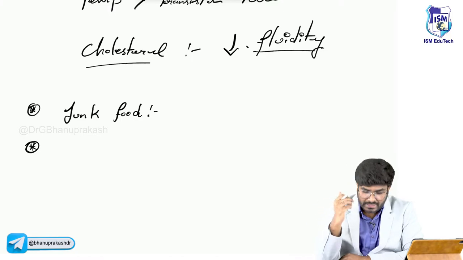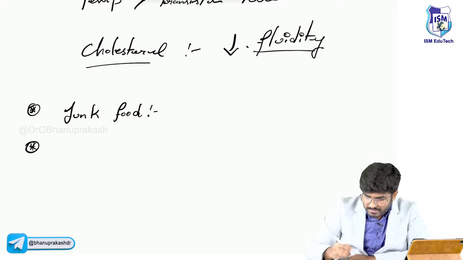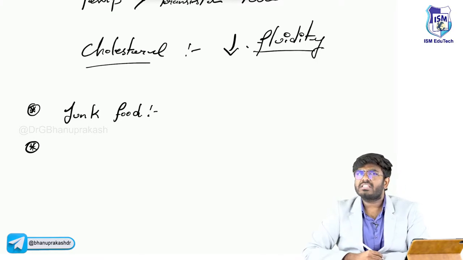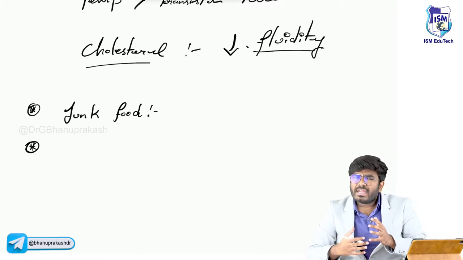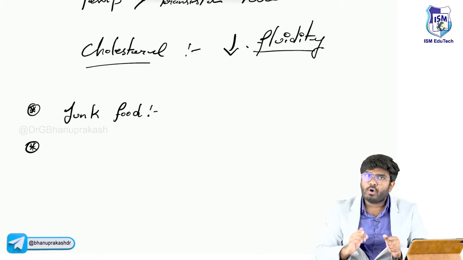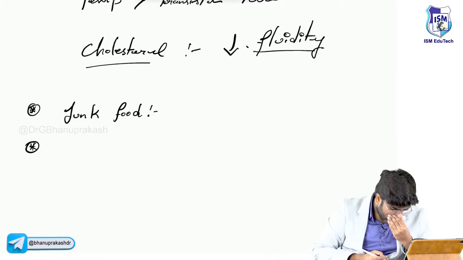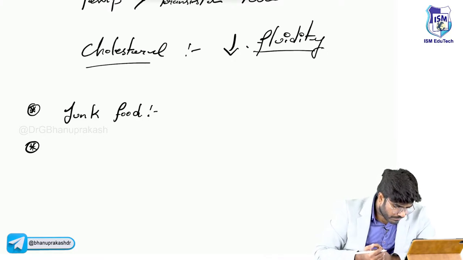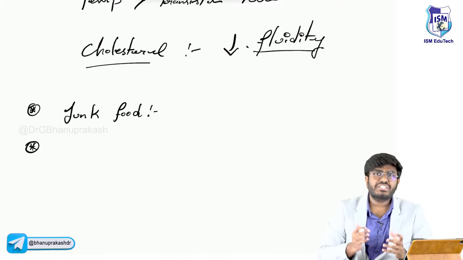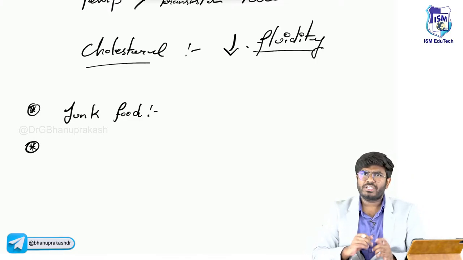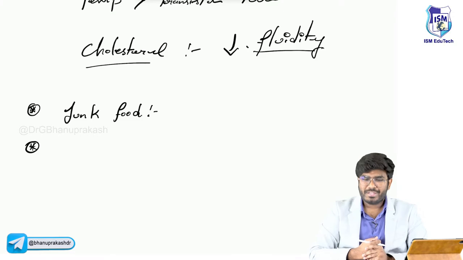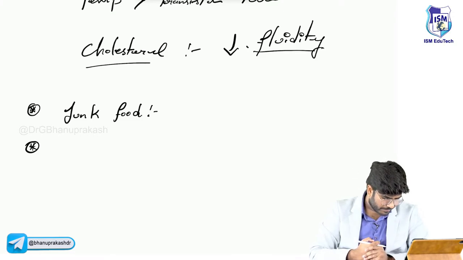Why? Sir, in junk foods, do you know what is present? So there are saturated fatty acids or unsaturated fatty acids. What kind of fatty acids are seen in junk food? What do you think? In junk food, sir, I am eating Lay's, Kurkure, Cheetos, all this nonsense food. If I take such kind of junk food, what will happen? What do you think?